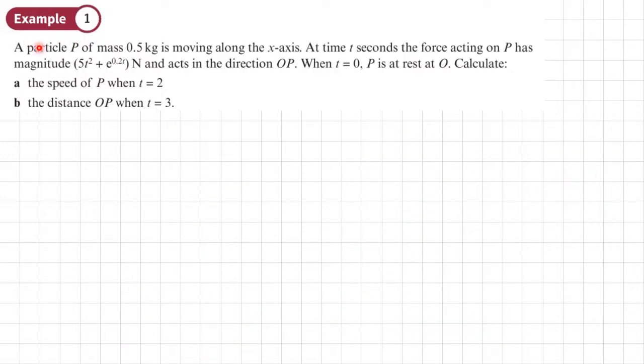Example 1. A particle P of mass 0.5 kg is moving along the x-axis. At time t seconds, the force acting on P has magnitude 5t squared plus e to the power 0.2t newtons and acts in the direction OP. When t equals 0, P is at rest at O. Calculate, first of all in part A, the speed of P when t equals 2.